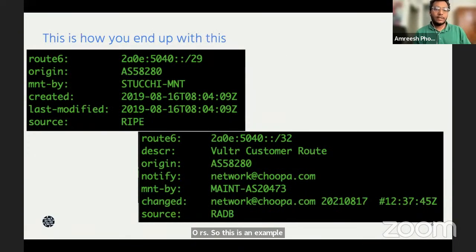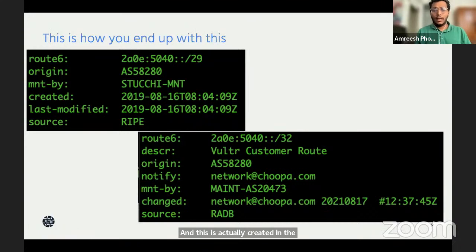So this is an example. In the first square rectangle there, we see a route object. Actually, it is a route6 object of a /29 for IPv6. And we see that it is authorizing AS58280 to advertise this prefix. And this was created in the right routing registry.